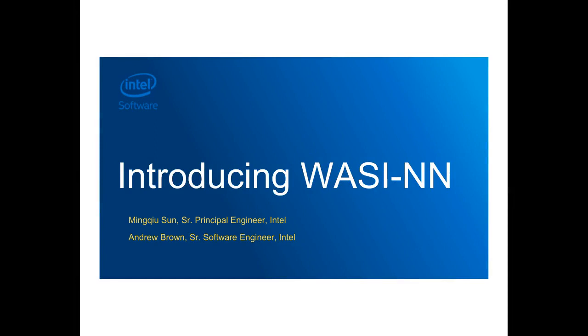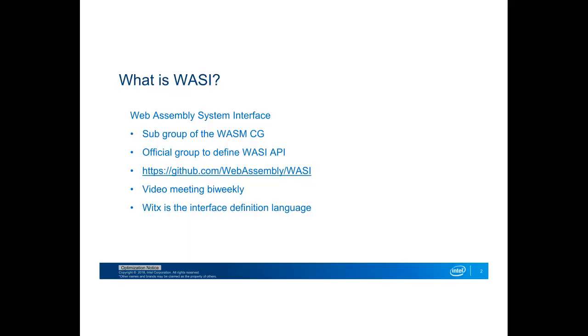Today we're going to talk about WASI-NN, which stands for WebAssembly System Interface for Neural Network. Next slide. Let's talk about what is WASI. WASI stands for WebAssembly System Interface.